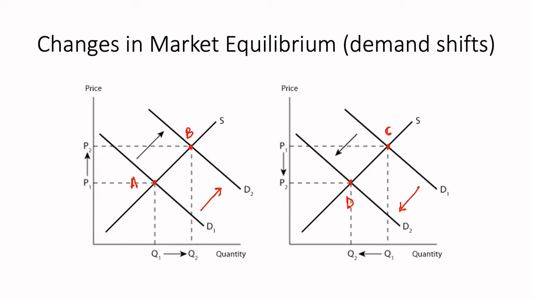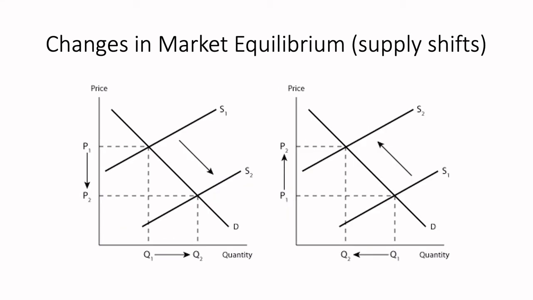You can refer back to my video on demand to uncover why we see shifts in the demand curve. Equally, shifts in the supply curve can lead to changes in market equilibria. For example, if the supply of a good increases, leading to an outward shift in the supply curve from S1 to S2, this will lead to a shift in the equilibrium point from point A to point B.